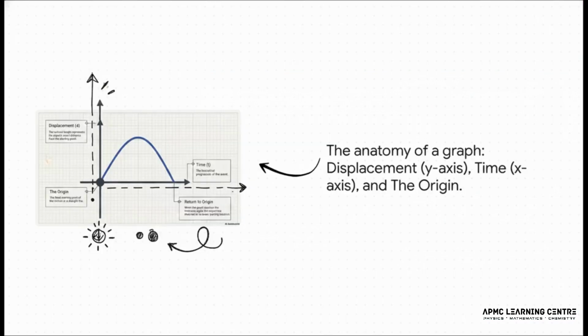So every displacement time graph has two main parts, right? You've got the vertical axis, the y-axis, and that tells you the displacement. Now that's just a fancy way of saying the object's distance and direction from where it started. Then you've got the horizontal x-axis, which is always time. And that special spot where they meet, right there at (0, 0), we call that the origin. It's our fixed starting line for the whole journey.